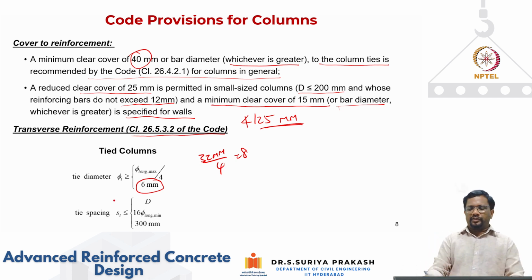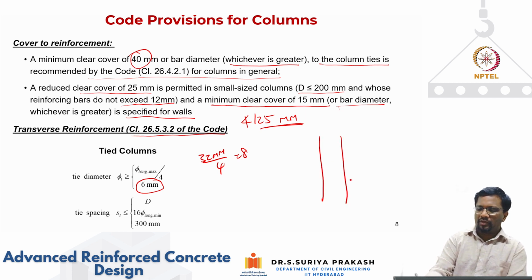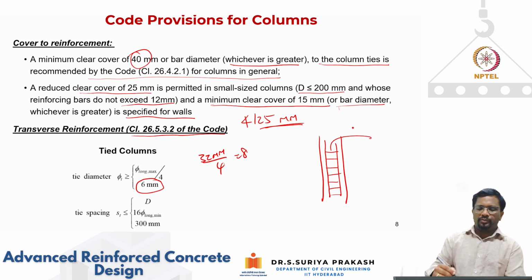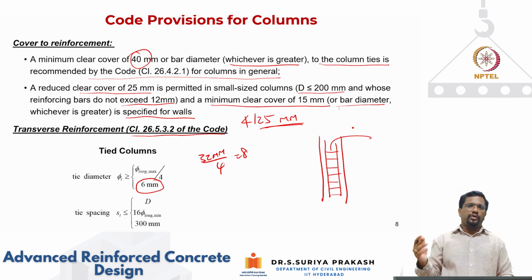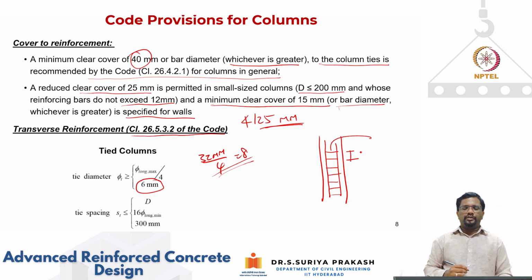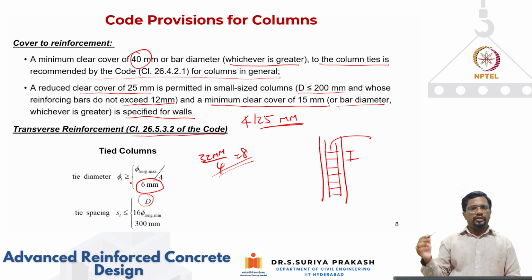Again, spacing for the ties. If I'm looking at the column, let's say these are your longitudinal bars, and then you have ties like this. So basically what the code is saying is this diameter has to be greater than the maximum longitudinal bar diameter divided by 4 or 6. Generally 8 is good. And also, the spacing between the ties should satisfy this requirement. It should be less than or equal to the least lateral dimension of the column, 300, or 16 times the minimum longitudinal bar that is used.